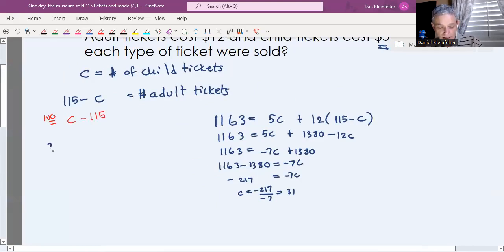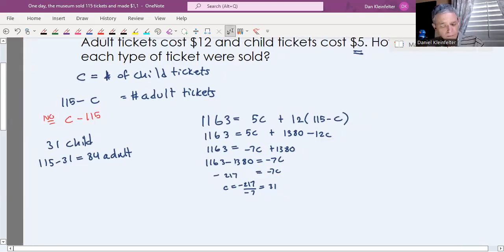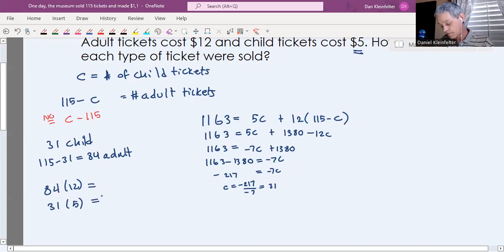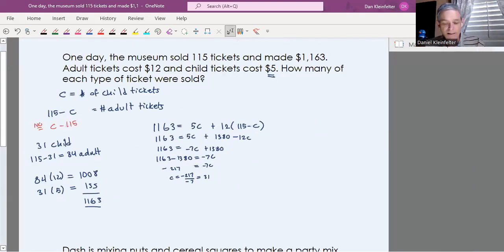So if there were 31 child tickets, then there should be 115 minus 31 adult tickets, and that's 84. Okay, so then let's go ahead and check it out on this one and make sure that it works out. So we have 84 adult tickets that were $12 a piece, and we had 31 child tickets at $5 a piece. So the adult money is 84 times 12, or $1,008. And then 31 times 5 is 155. And then adding those two together, we get 1163, as we should. Okay, so that is the check to make sure that it works out. All right, so that takes us to the end of this ticket problem.